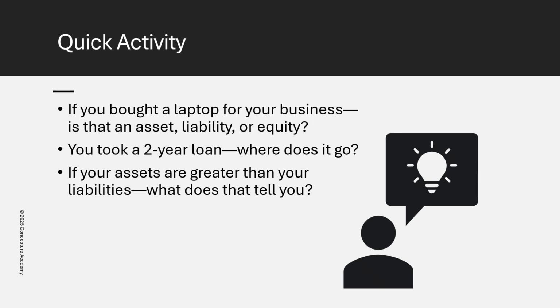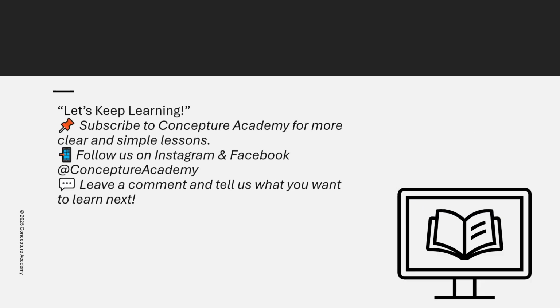Yes, you are very right. That's an asset. You took a 2-year loan. Where does it go? It's a non-current liability. Very well done. And if your assets are greater than your liabilities, what does that tell you? It means your business has positive equity and it is in a healthy position.